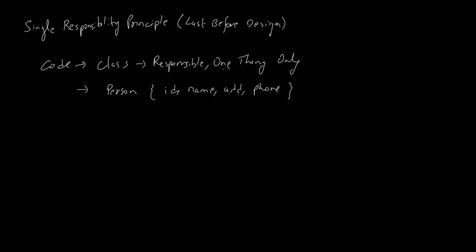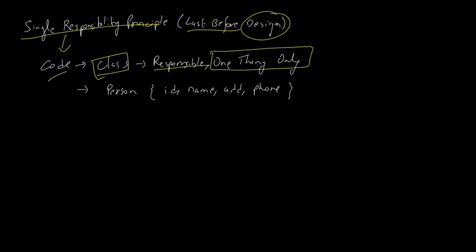So, the last topic that I want to cover before we go into database design is the concept of the single responsibility principle. What the single responsibility principle states is that in your code, for each class that you create in structured code, each class should be responsible for one thing only. And this one thing is obviously an entity in the real world.